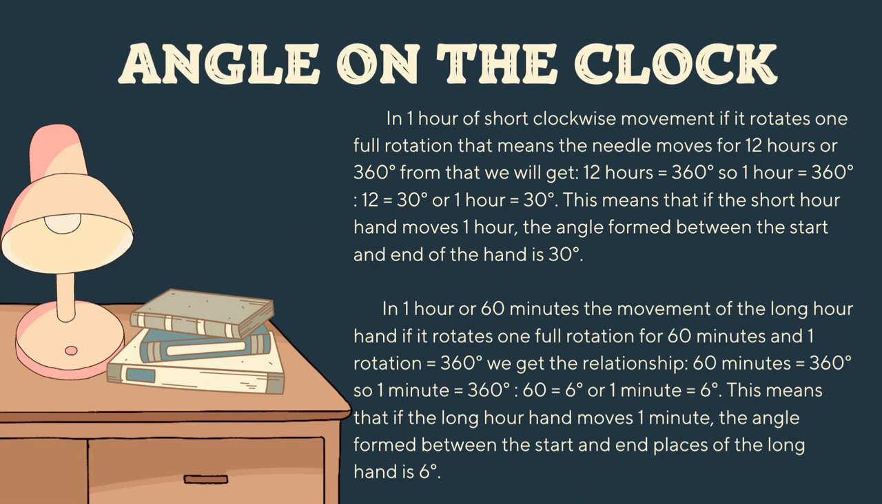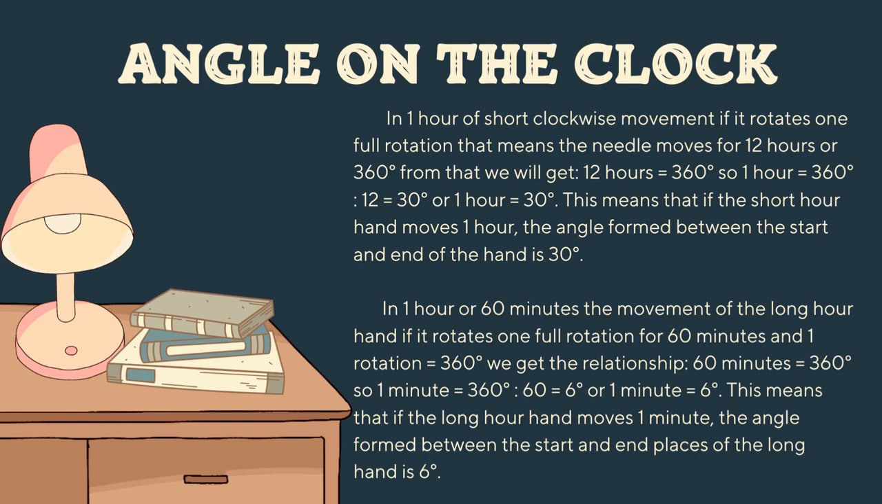Next there is angle on the clock. In 1 hour of short clockwise movement, if it rotates one full rotation, that means the needle moves for 12 hours or 360 degrees. From that we will get 12 hours is 360 degrees, so 1 hour is 360 degrees divided by 12 is 30 degrees. So 1 hour is 30 degrees.